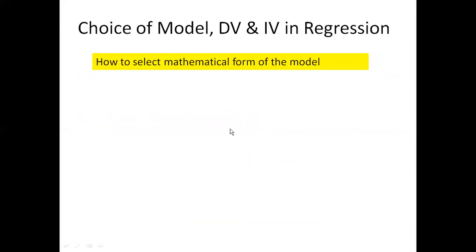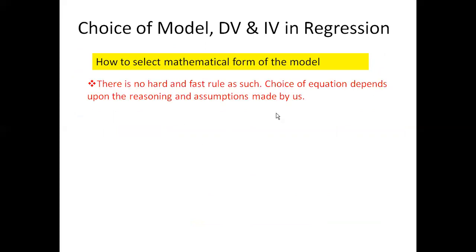Generally, people have some confusion on this. Now the question is, out of those models, which model should I select, and out of my study variables, which variables should I take as dependent and independent? So how to select the model? There is no hard and fast rule. The choice of model depends on the reasoning and assumptions made by us.